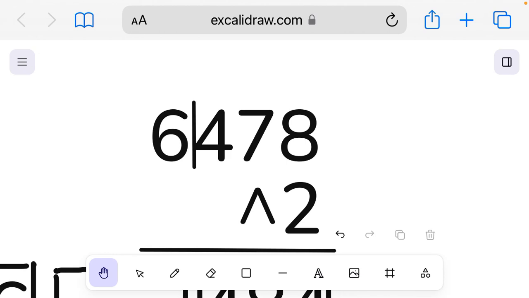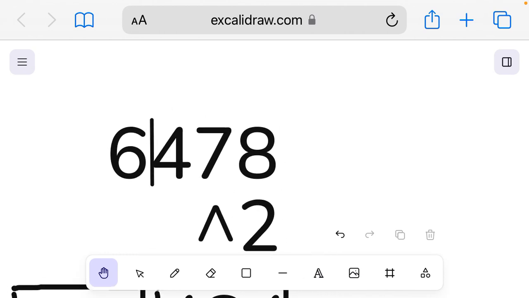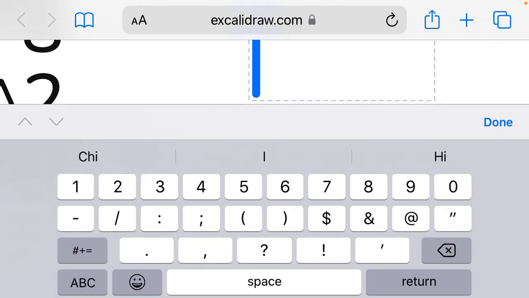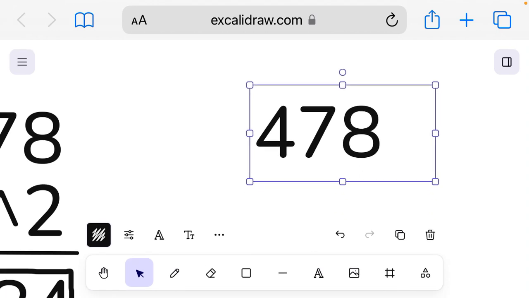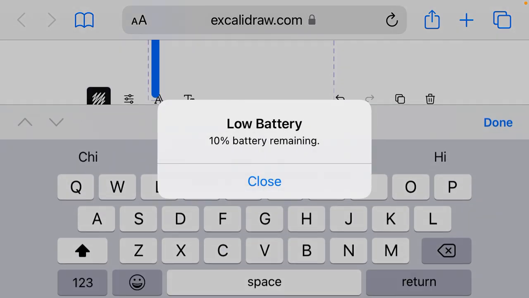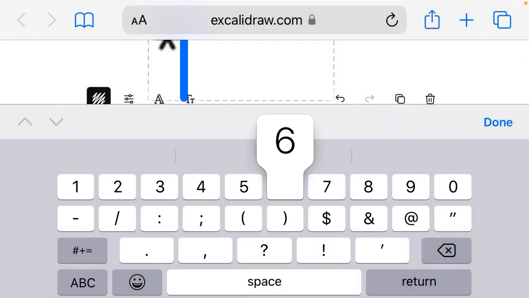And now for 6 times 478 times 2. So you write like this. The multiplication by 2 is really important. If you don't, then it will change the result.